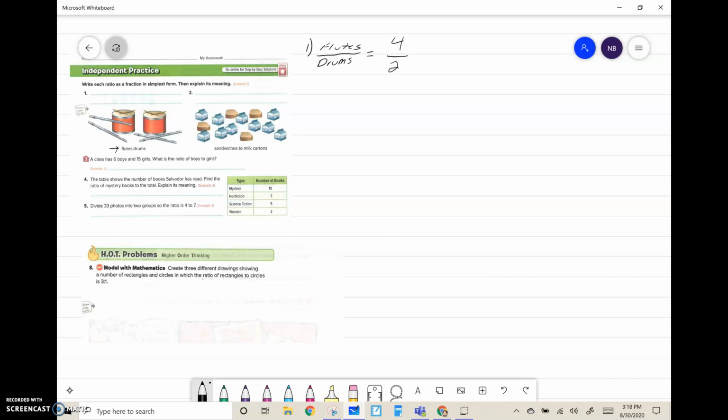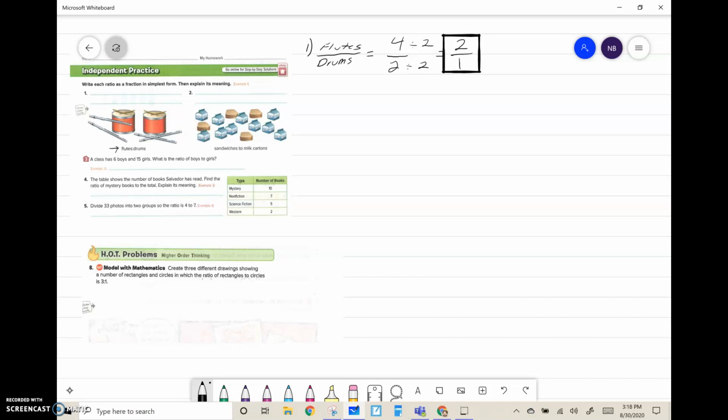And what we're doing here with these ratios is we're simplifying our ratios. In other words, we're taking our fractions and putting our fractions in lowest terms. So what we can do is find a common divisor, or a number that we can divide the top and the bottom by. If we look at these two numbers, we can see that if we divide both of these by 2, then I will end up with 2 over 1. And that would be our ratio in simplest form.